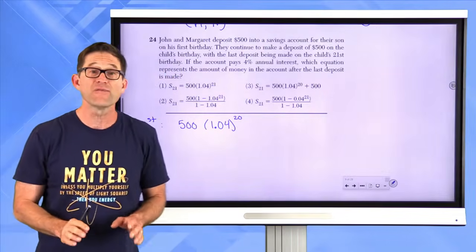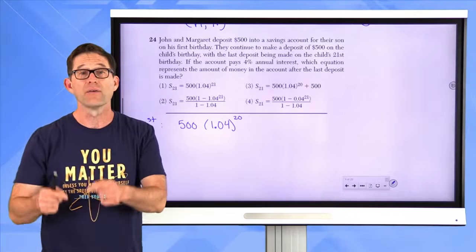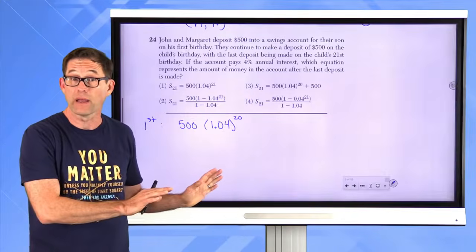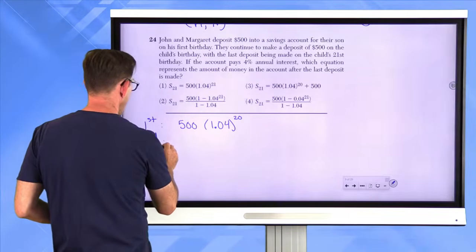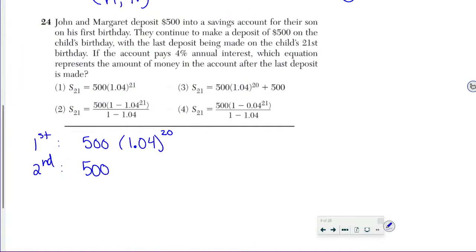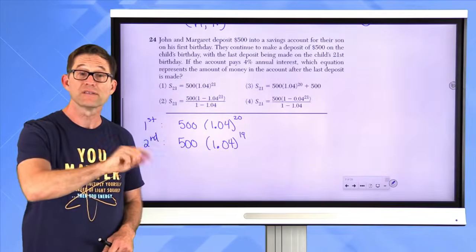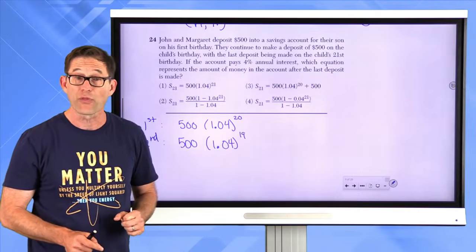But that's just the $500 that was put in there on the child's first birthday, right? That's just that money. Then on the child's second birthday, they put $500 in, but then that money only sits there for 19 years, right? So after 19 years, the money that they put in on the child's second birthday is worth 500 times 1.04 to the 19th.